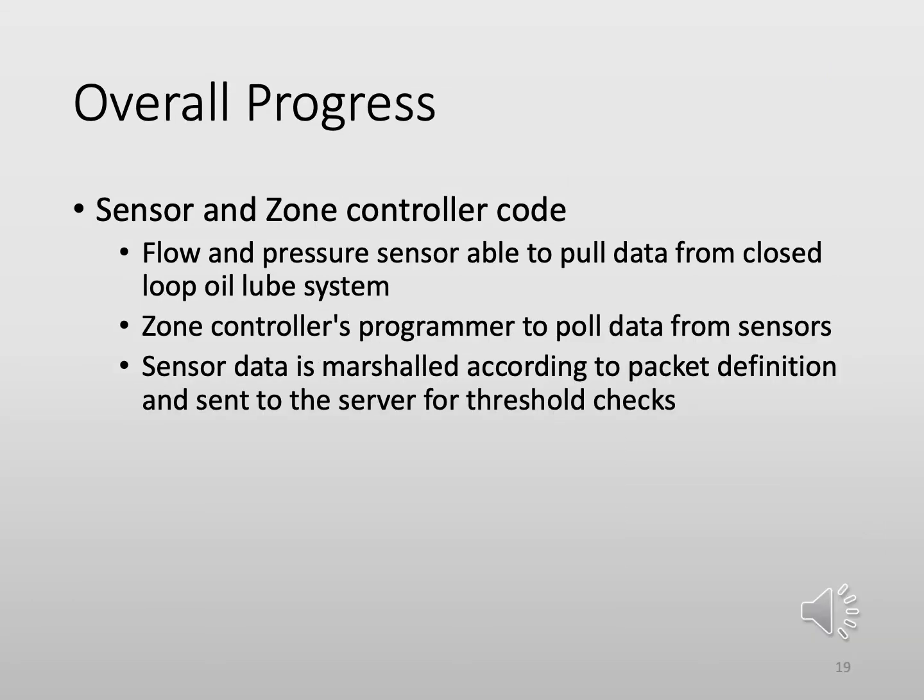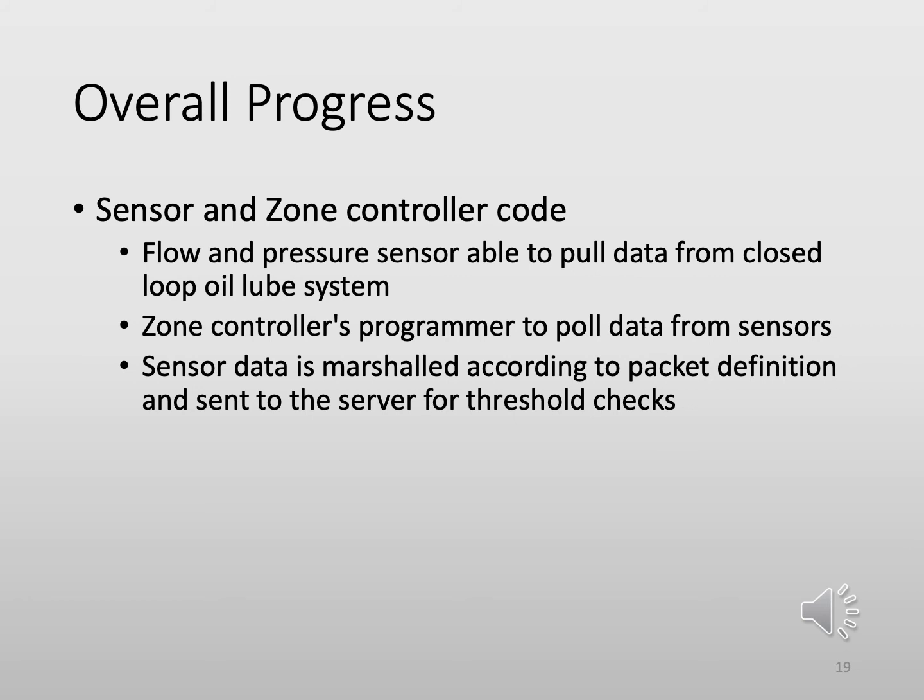For the overall progress in regards to the sensor and zone controller code, the flow and pressure sensors have been programmed in order to pull data from the mock lube oil system. In regards to the temperature sensor, there was a hang-up in which an op-amp was required to properly pull data from the physical system. However, this part was not ordered before the COVID interruption had happened.